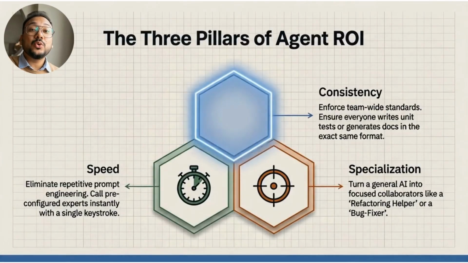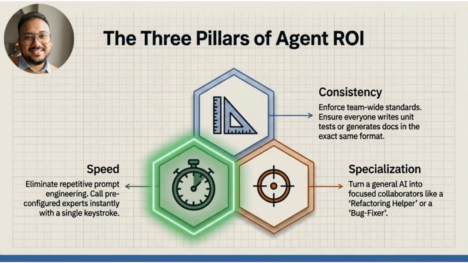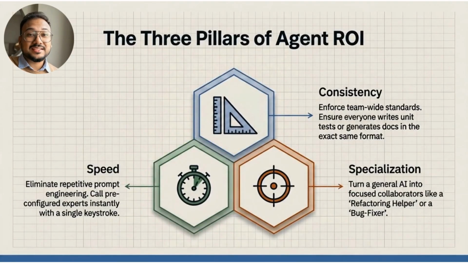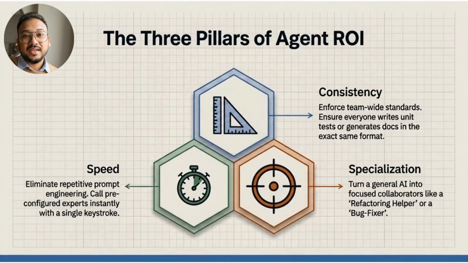So, why is this so useful? It really comes down to three things: consistency, speed, and specialization. First up, consistency. Imagine you have a specific format for writing unit tests or documenting code. You can create a test writer or a doc generator agent that enforces those rules every single time, making sure everyone on your team is on the same page.